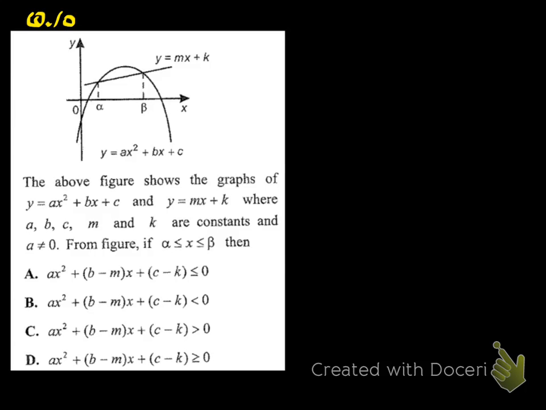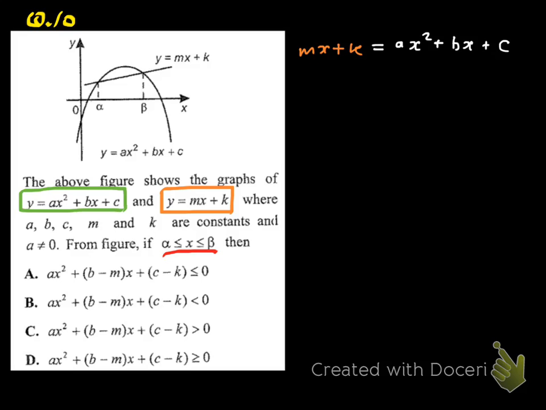In this question, we're given a quadratic function and a straight line. And we're also told that if x is between alpha and beta, then which one of these should we satisfy? So let's look at the graph and consider the line and the curve. First, think of the region that we're thinking about. If we substitute the relationship between the two, we have mx plus k is equal to the quadratic equation because they're both equal to y.